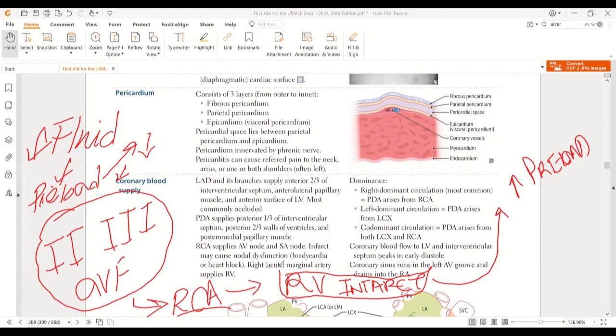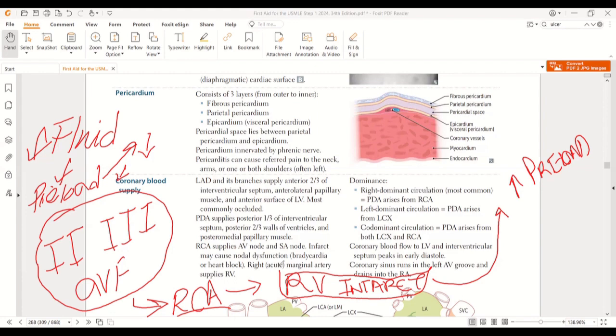Can you please repeat why we are not giving nitrates in right-sided heart failure? Sorry, I cannot hear. What are you saying? Can you repeat your question, please? Can you please repeat why we are not giving nitrates in right-sided heart failure?